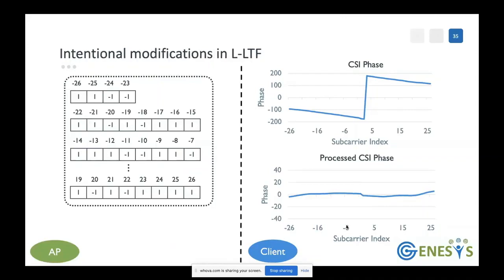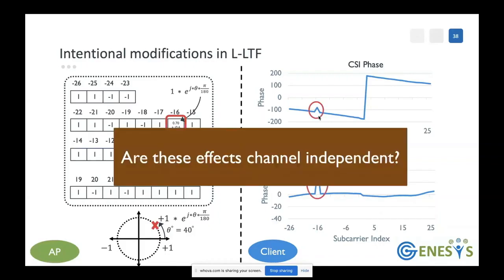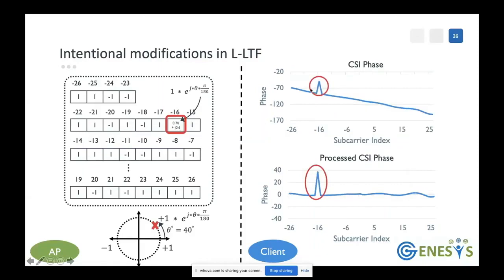Now let's imagine that we have the same sequence X of K on the left-hand side. Let's say there is one field which has a value of 1, and we add a deliberate phase distortion of 40 degrees. So instead of using the value 1, let's say we use a complex number. Now what is the effect on the CSI? We see there is a jump in the phase shift. So the effect of distortion at the AP side is visible in the CSI at the client side. And this effect is also channel independent. For a different channel distribution, we still see a similar phenomenon in the processed CSI phase.